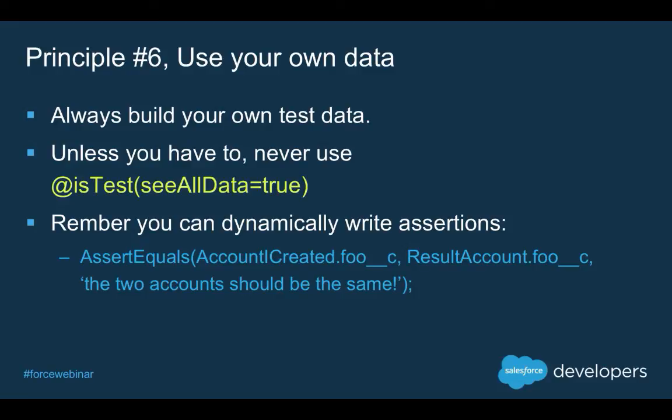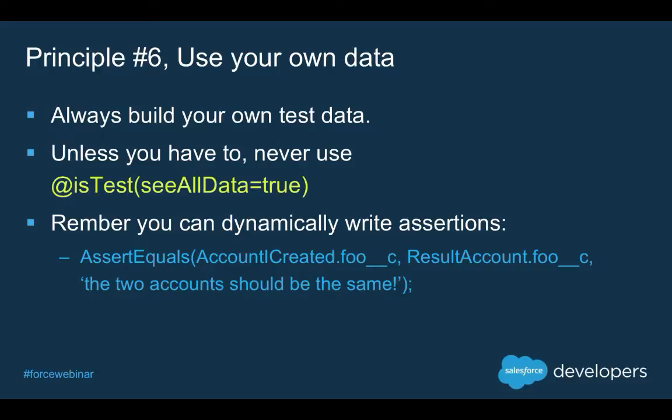Now, I want to bring up one other thing here. You can dynamically write your assertions. So if you're creating test data, you don't need to worry about creating a test account and then figuring out what its ID is in order to do an assertion. You can always take the account you created into a variable, say call it the account I created, and reference its foo variable and compare that to the result account that you get back from your tested method.